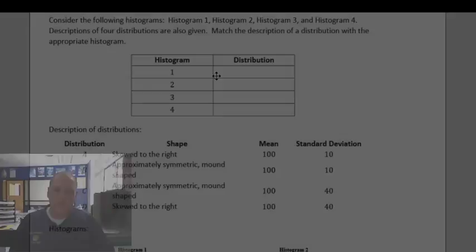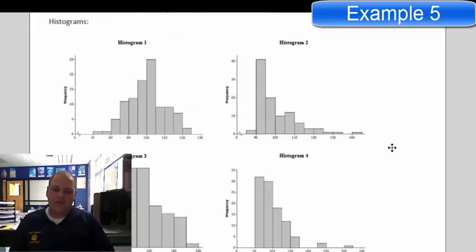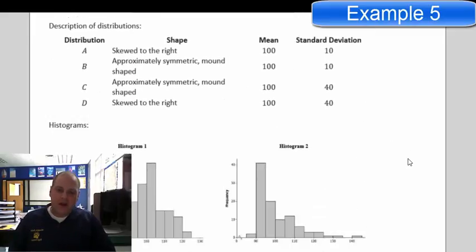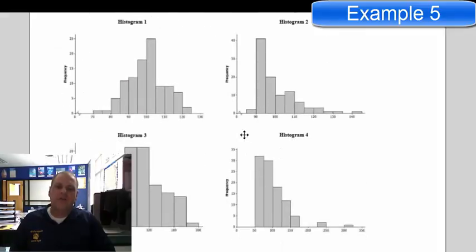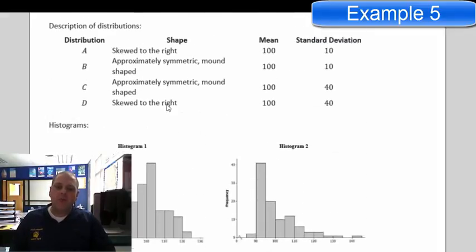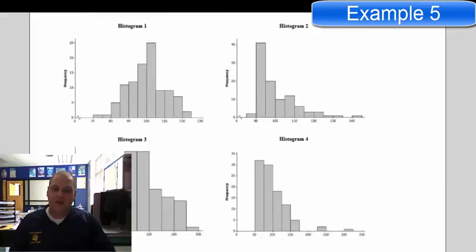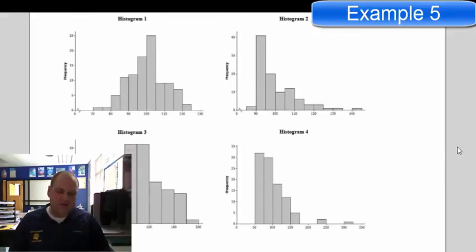Just estimating here. All right, so this one here, I'm going to go back and forth. It's matching. There are 4 choices, A, B, C, D, and there are 4 histograms. You have to match them up. So the choices are skewed and a deviation of 10, symmetric and a deviation of 10, symmetric and a deviation of 40, skewed and a deviation of 40. So we have to match them up. Let's take a look at these 4. Let's label them all, and then we'll figure out if it's A, B, C, or D later. Pause the video and see if you can come up with it.